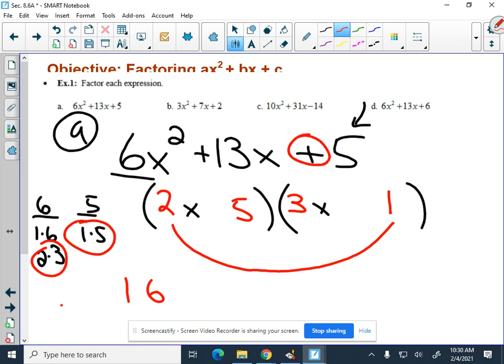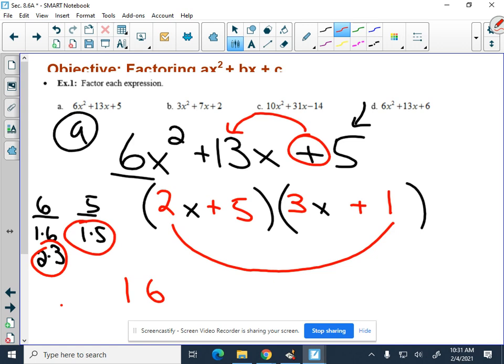Now, since it's positive, they have to add to 13. Whenever it's positive, that means they're either both positive or both negative. Well, how will I know? If it's positive, they have to be the same. Then I look at the middle term. If it's positive, they both have to be positive.